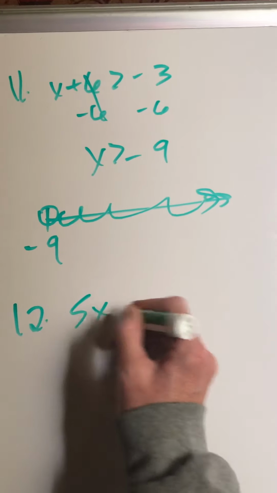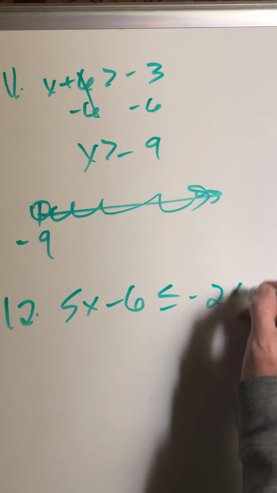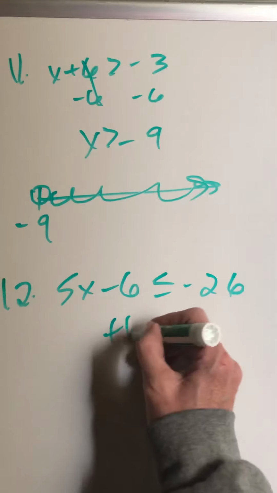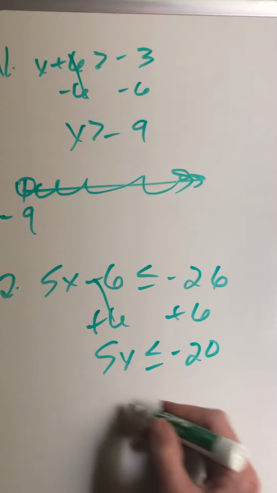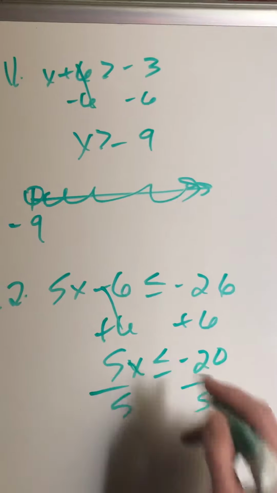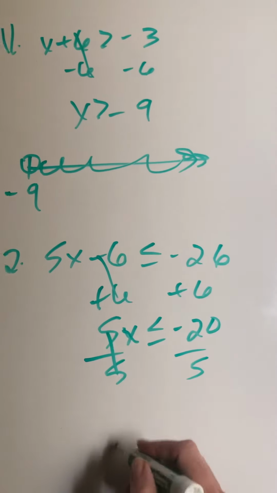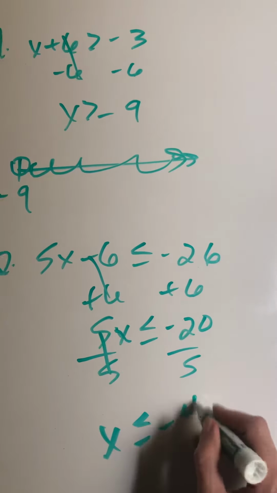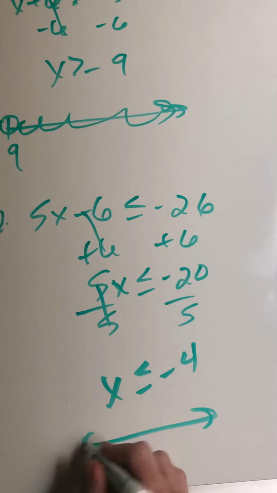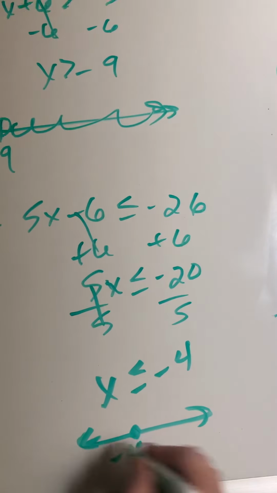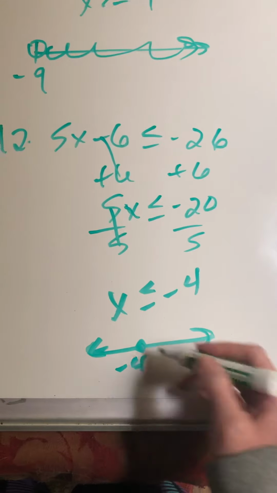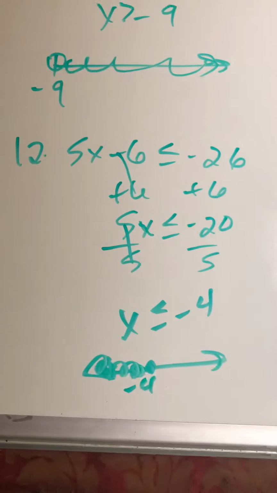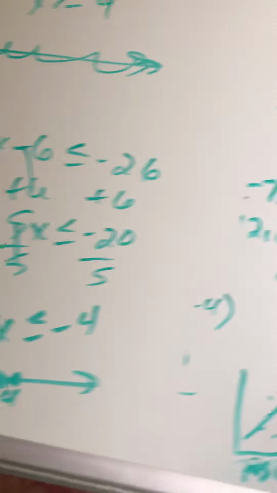Then number 12, it's a two-step inequality. Again, very easy. You're adding 6 to both sides, so you get 5x less than or equal to -20, and then you divide by 5. I'm not dividing by a negative, so I do not flip my inequality, so that'd be less than or equal to -4. Gotta graph it because those are the instructions, so -4 on here. Remember, you don't have to put all the numbers on the number line. -4 is enough. It's less than or equal to, so shade to the left. So that's number 12.